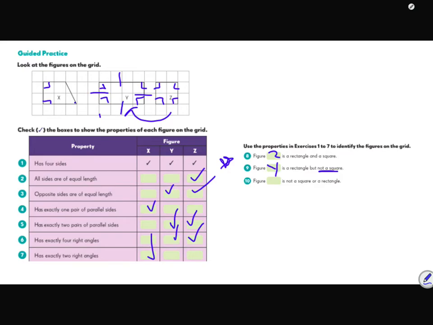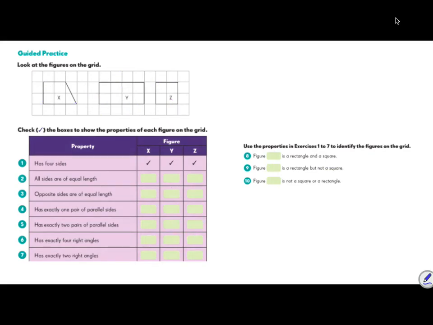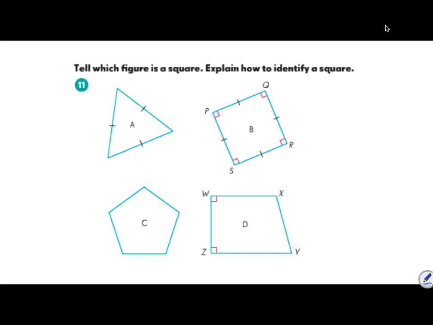And then 10 says one figure is neither a square nor a rectangle, which I can see is X. X is a trapezoid because X still has 4 sides, but it does have a 90-degree angle, but it only has 1 pair of parallel lines, so that makes it a trapezoid. All right, I want you to write down, stop, pause, answer this, and then press play.